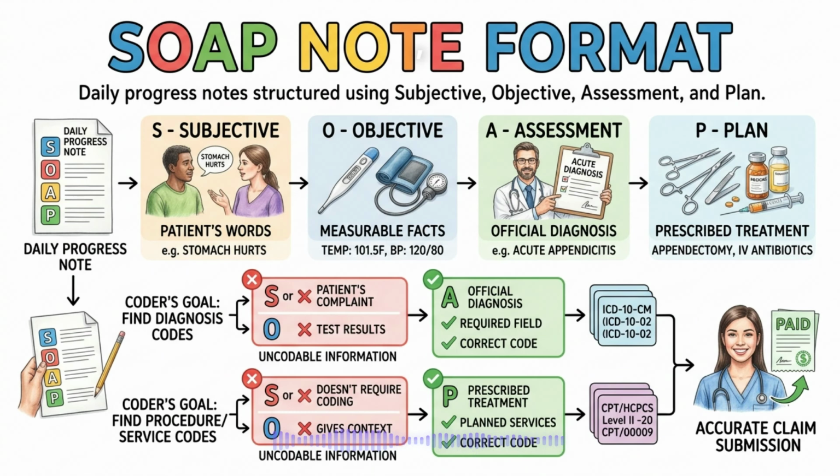The subjective section includes what the patient tells the doctor, like explaining that their stomach hurts. The objective section contains measurable facts, like a patient's temperature or their blood pressure reading. The assessment is the doctor's official medical diagnosis, and the plan outlines the treatment or medications prescribed. As a coder, you will constantly read SOAP notes to find the correct diagnoses and procedures to code.